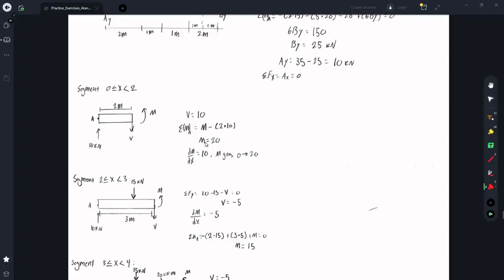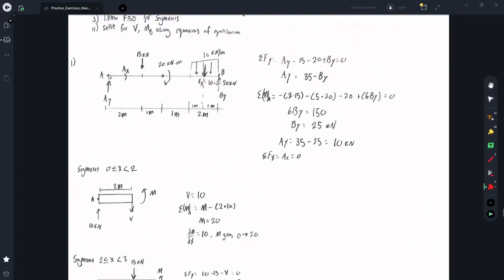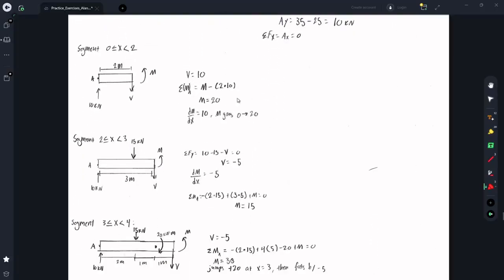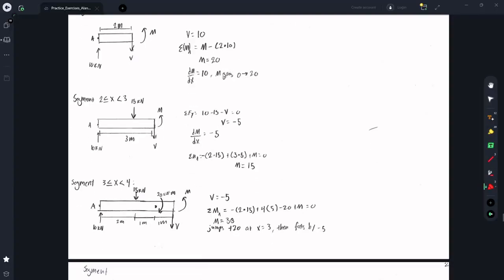Summing the moments, I got the moment is equal to this times the shear. So that was 20 kilonewton meters. And the definition of the moment is that its derivative is equal to whatever the shear is. Because the support reactions at A and B don't have a moment, they're pins, the moment is going to start at 0. Its derivative is 10, so it's going to go from 0 to 20, which makes sense if the slope is 10. It's consistent, basically.